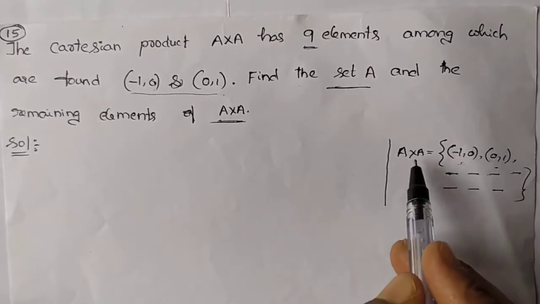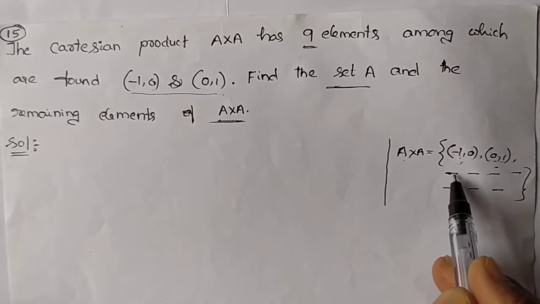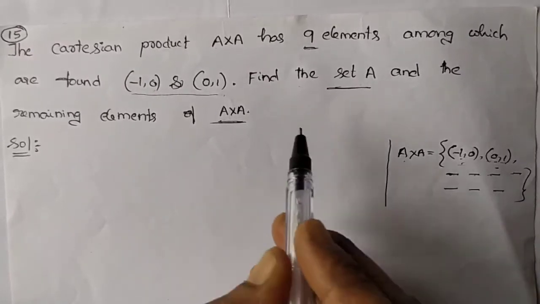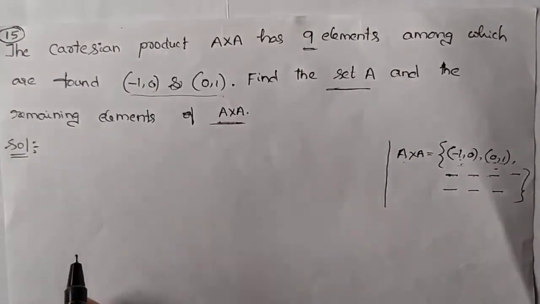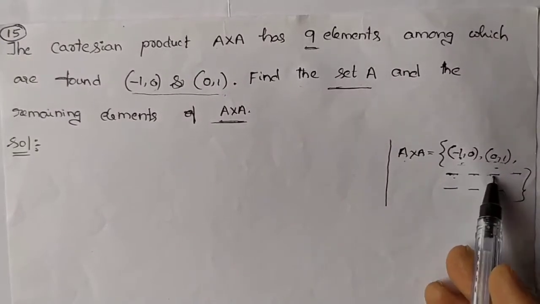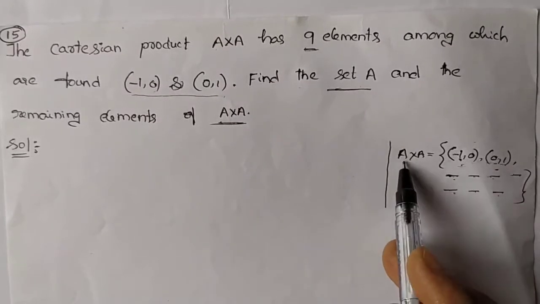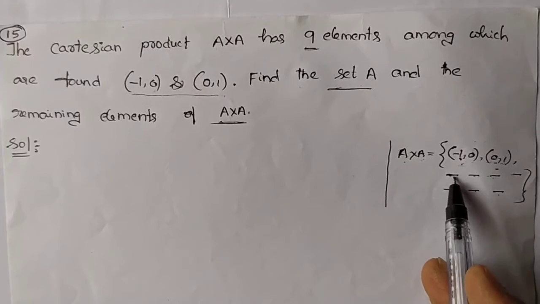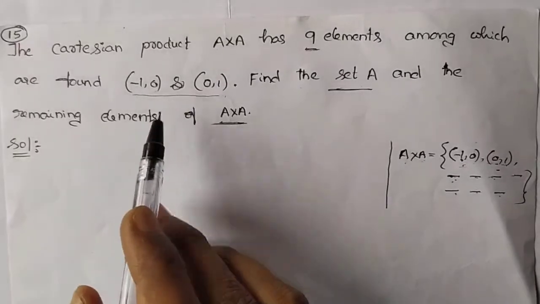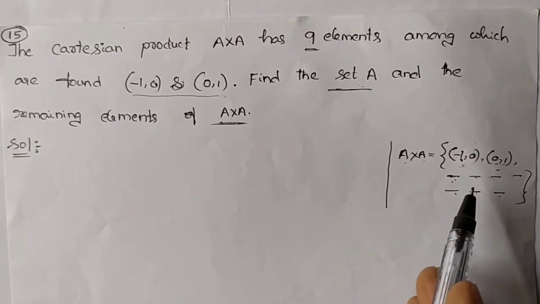The hint he gave is that A cross A contains (-1, 0) and (0, 1). Sorry, the remaining elements are 7. We have 9 elements in total: 1, 2, 3, 4, 5, 6, 7, 8, 9. He gave 2 elements of A cross A, so we have to find the remaining 7 elements. Using this hint, we have to find the set A and also the remaining 7 elements.